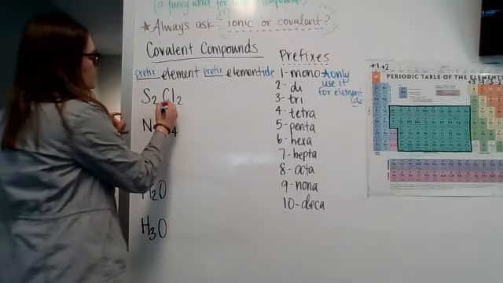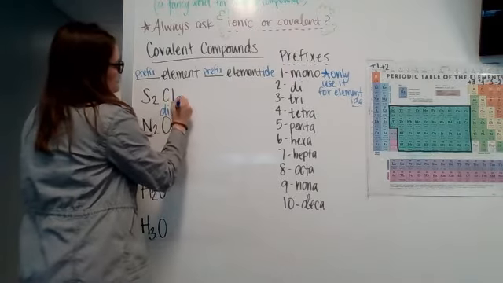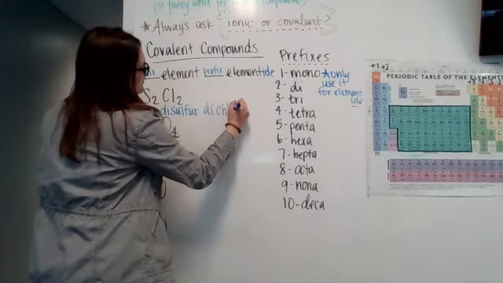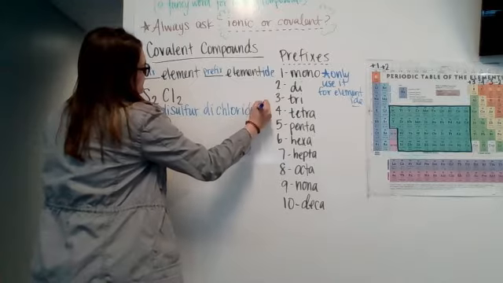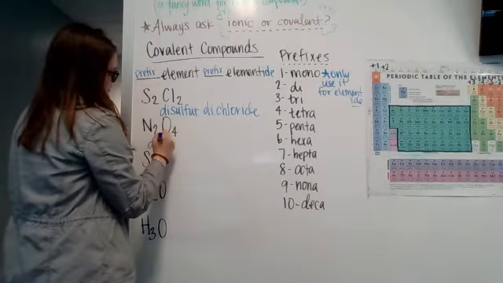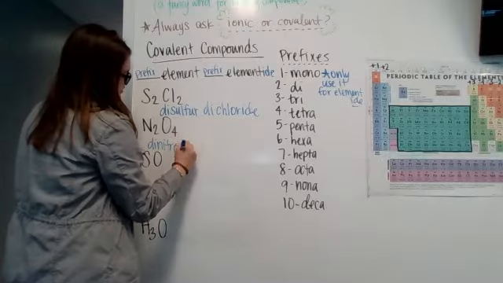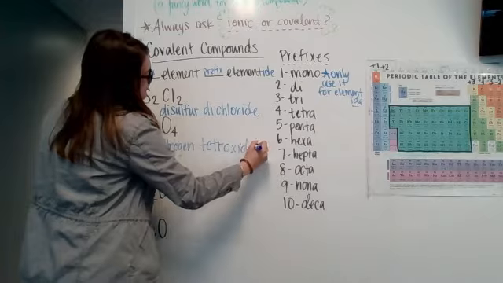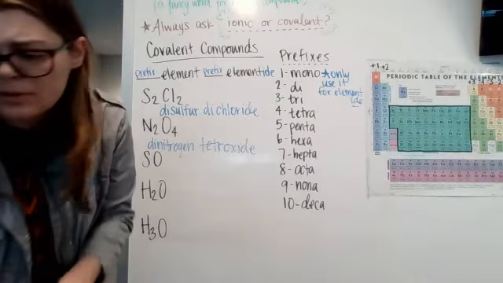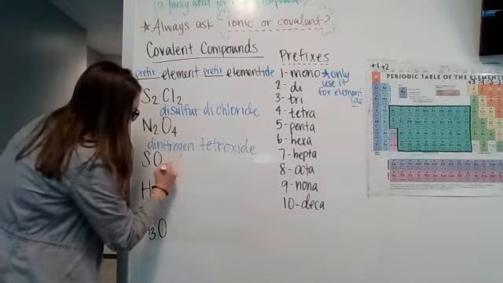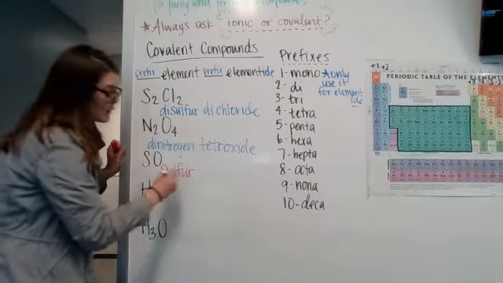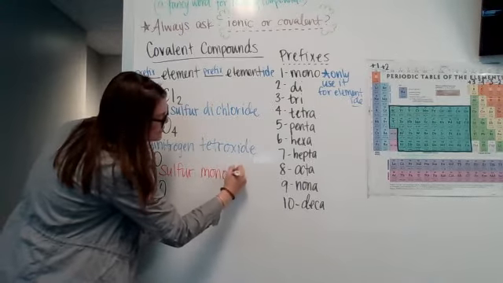So, here we should have disulfur dichloride. Here, dinitrogen tetroxide. This marker's dying a bit, so let me use my red one. Sulfur. Remember, no mono there, but we can use mono here. Monoxide.